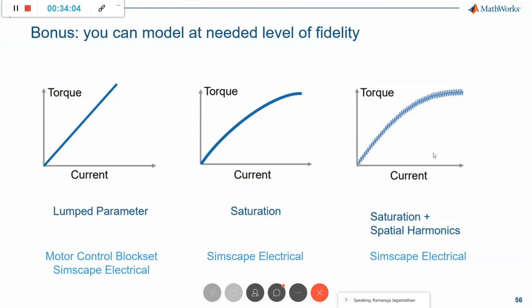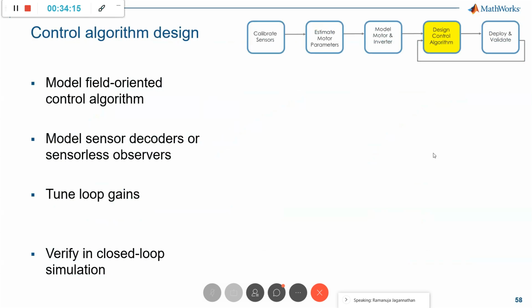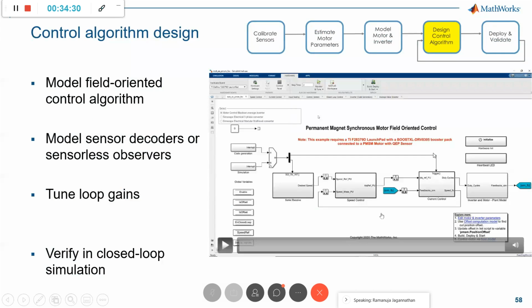Also, Simulink provides you options to include saturation effects and harmonics effects in the motor models, basically by providing blocks which are available in Simscape Electrical libraries. Now, once you have made the motor parameterization and models, the next step is typically designing your control architectures. So we saw how the FOC algorithm contains several complex mathematical operations. Now let's see how they get used in your models.